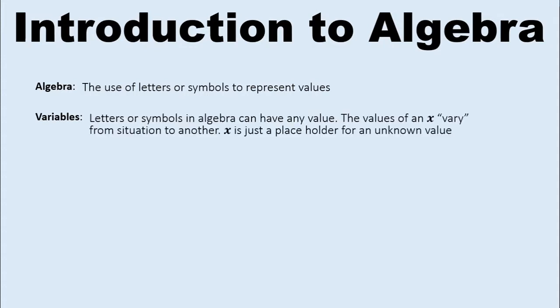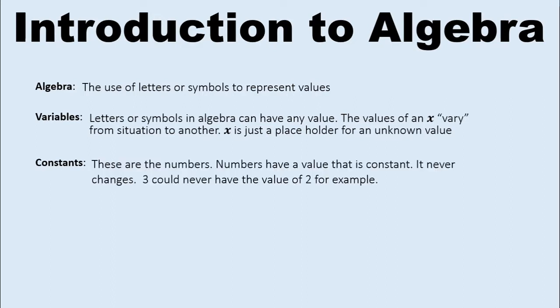Variables are these letters or symbols that we use in algebra, and they could have any value. In fact, we call them variables because the values of these variables vary from one situation to another. Often we use the letter X as a placeholder for an unknown value. So X in one question might have a completely different value from X in another question. It depends on the situation.